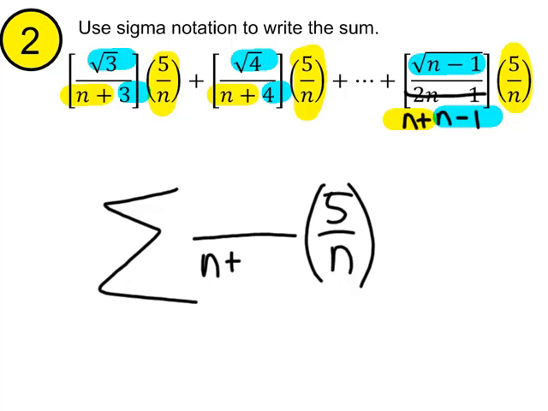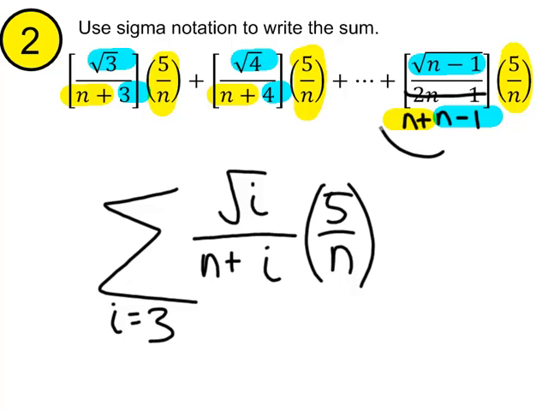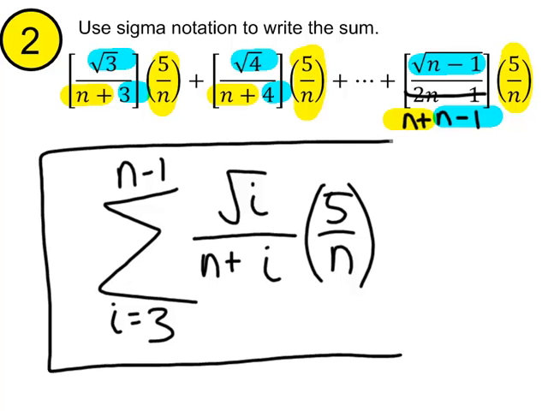So I see that where I have a root 3 over 3, root 4 over 4, etc., I'm going to put root i over i. And then I'll put down here, underneath the sigma, the starting value for i. And again, we look at the first term there, and we see that we started with a 3. And then we look at the last term, and we say, what was there in that i position? An n minus 1. And that, ladies and gentlemen, is our final answer.